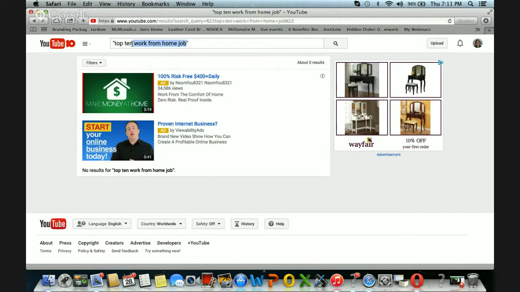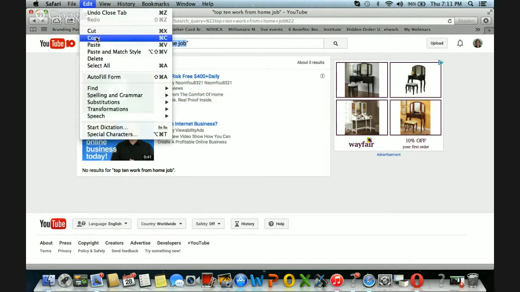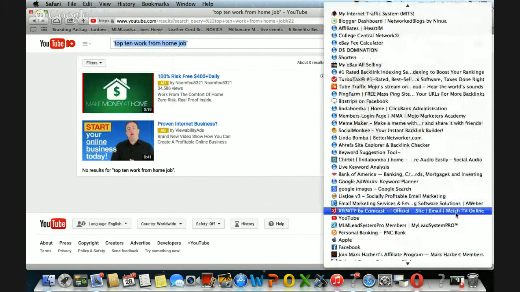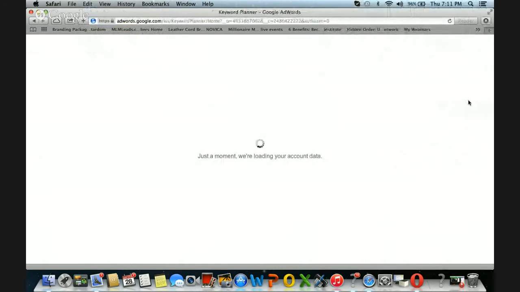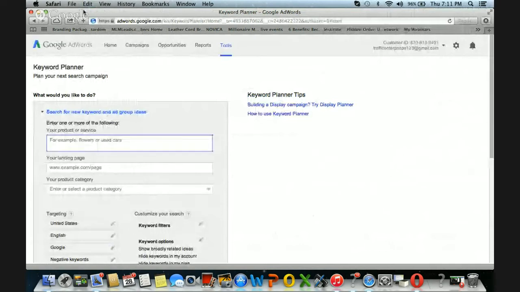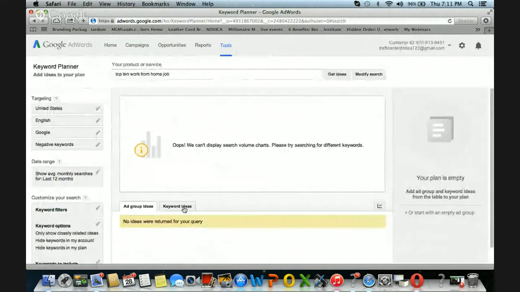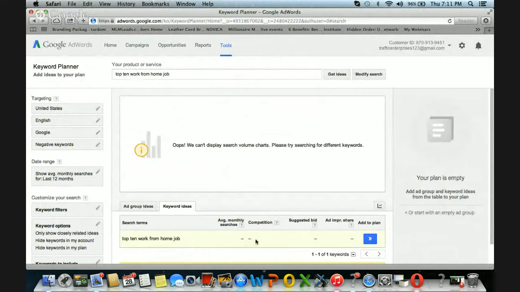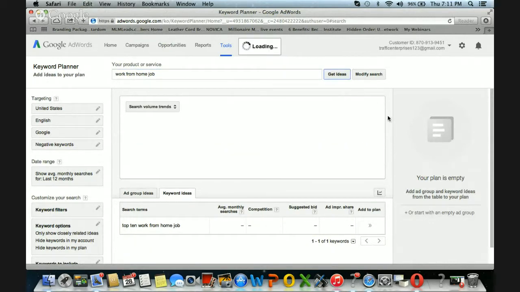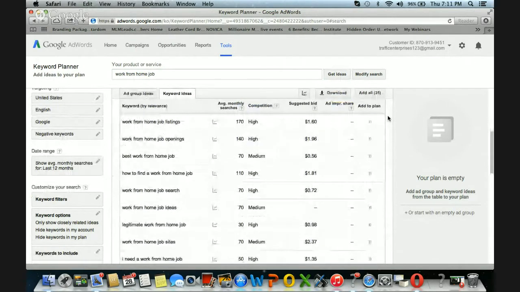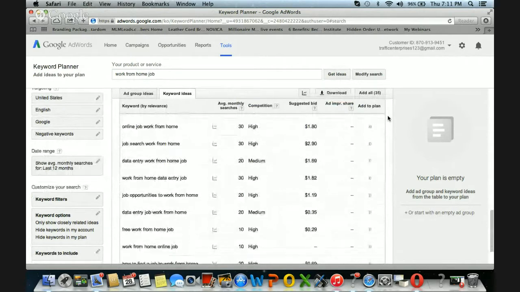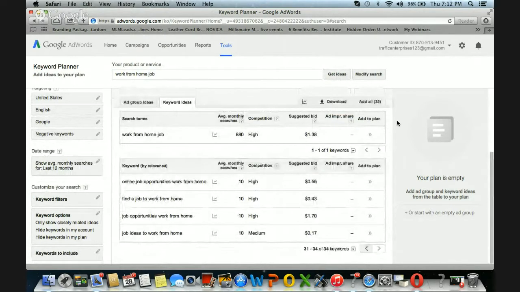Because if this comes up as a high search or doesn't come up at all, you're probably not going to be able to. It's not worth your time to try to rank it, because if no one's looking for it, let's go back over here. I always pick only show items closely related, and there's no searches on this, so you don't want to do this. You can try work from home job. Now these are high searches. Let's see if there's any low in here. And there's not.